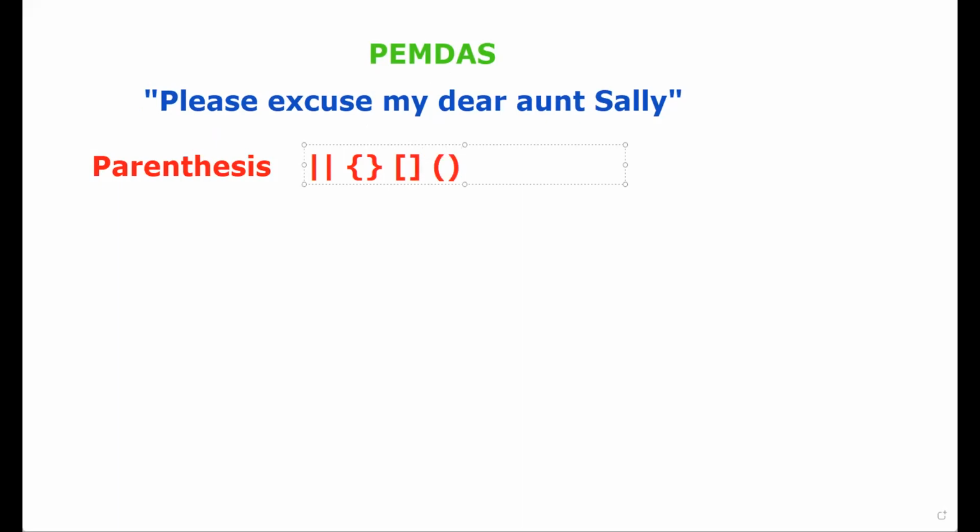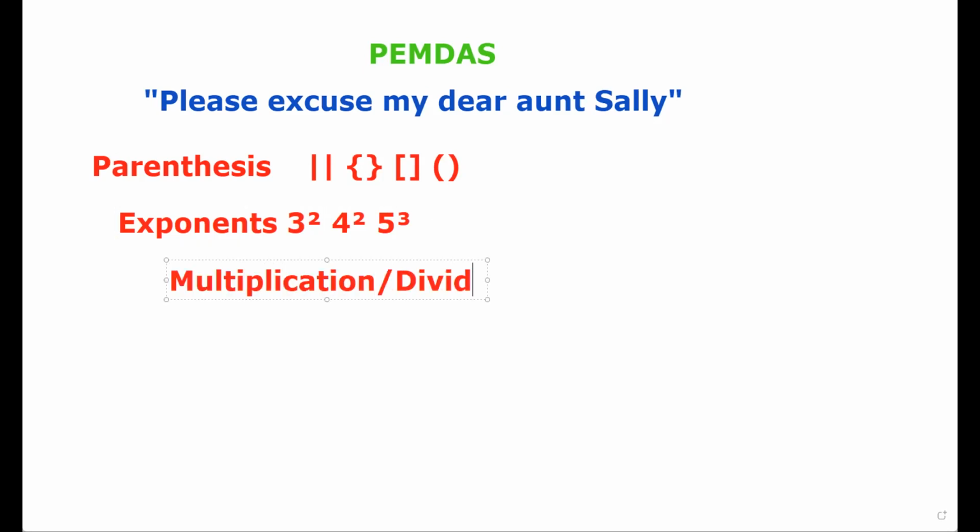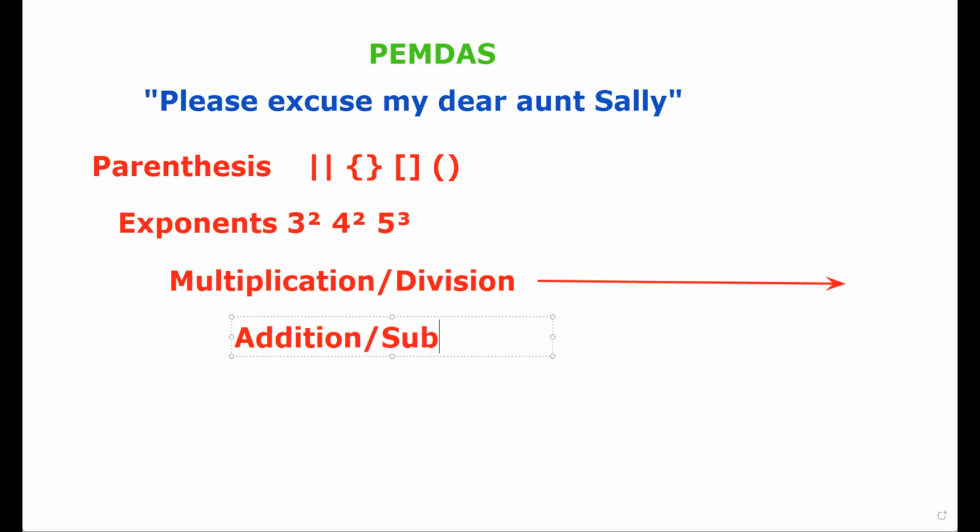You do those first. Then the E stands for exponents. So you do those second. Exponents look like this or this. And then you would do multiplication and division, whichever comes first when moving left to right. A lot of students think you do multiplication first before division. No, you do whichever comes first when moving left to right. Always work your problems left to right, the same way you read a book. And then the same for addition and subtraction, whichever comes first when moving left to right.